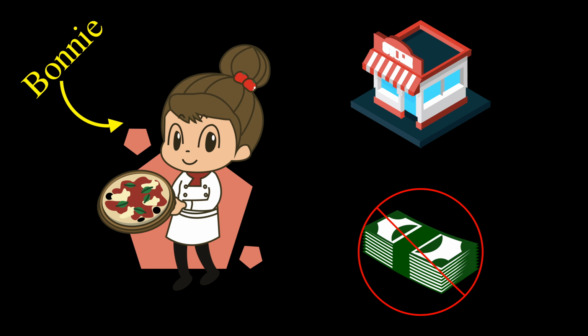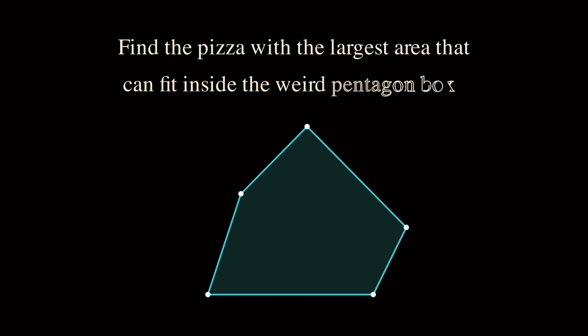So she had the great idea that you need to be unique in order to stand out. Therefore, she decided to not use the standard rectangular pizza boxes, but to use a box in the shape of a pentagon. The box looks something like this. But Bonnie has an issue. She doesn't know what's the largest pizza she can make that can actually fit inside this box. So our problem is to help Bonnie find the pizza with the largest area that can fit inside this weird pentagon box.